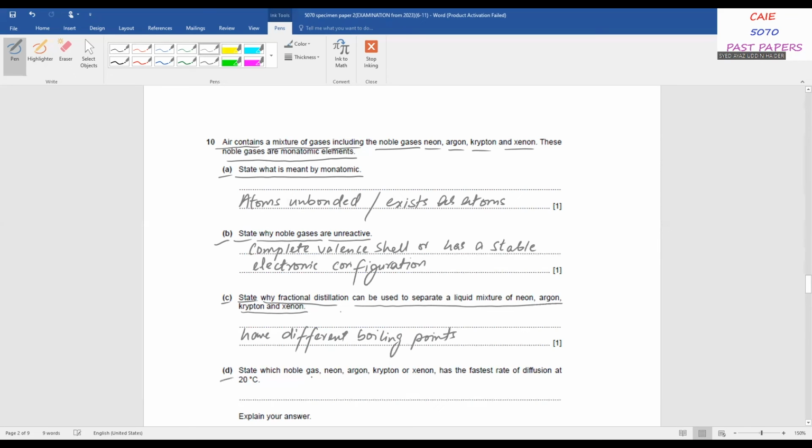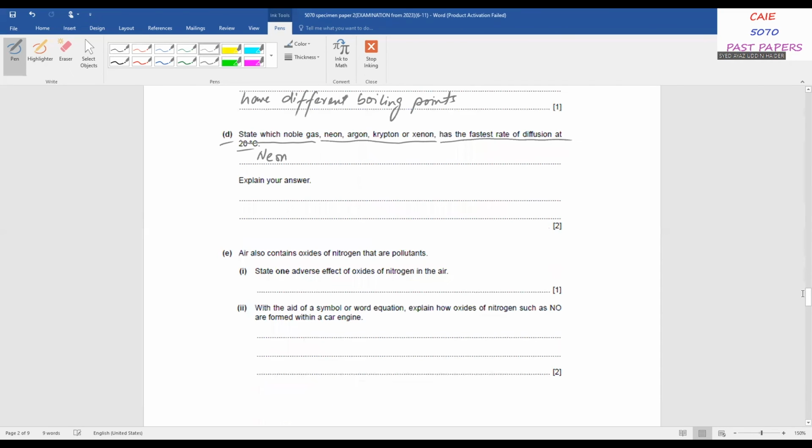D. State which noble gas, neon, argon, krypton, or xenon, has a faster rate of diffusion at 200 degrees centigrade. Look at the mass. Neon is the only choice because it has low mass. So you write in the explanation, smallest relative atomic mass.